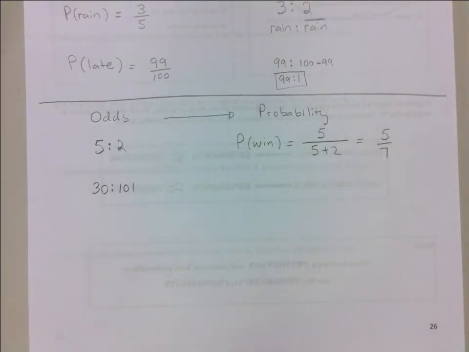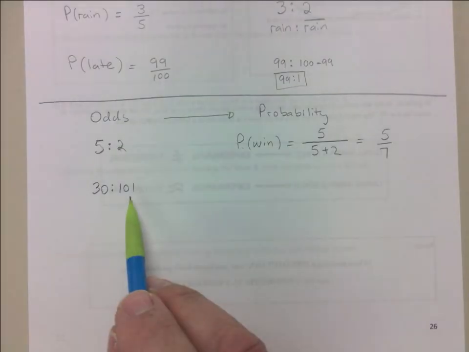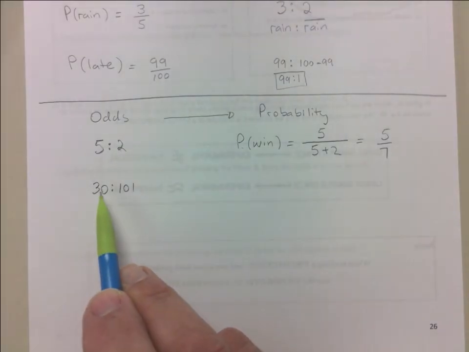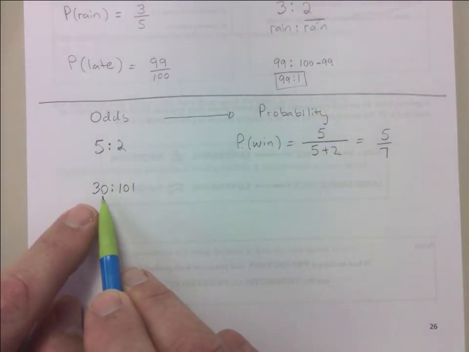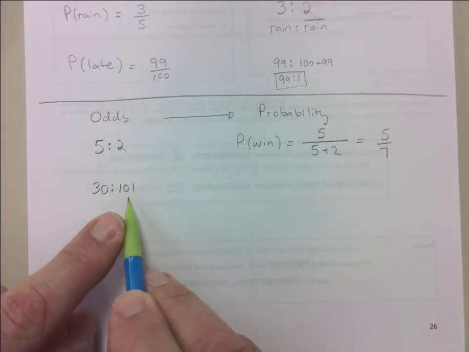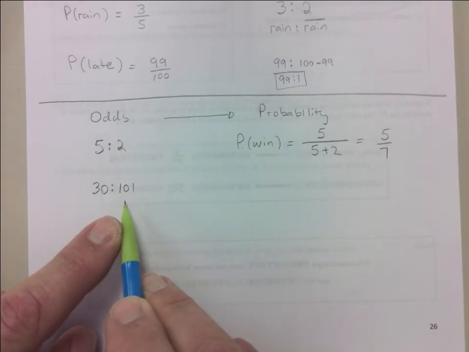Oh, out of? Mr. Dirksen, you said out of. It's 30 to 101. I'm not saying out of. I'm saying 30 times somebody's going to steal your phone, 101 times somebody's not going to steal your phone.